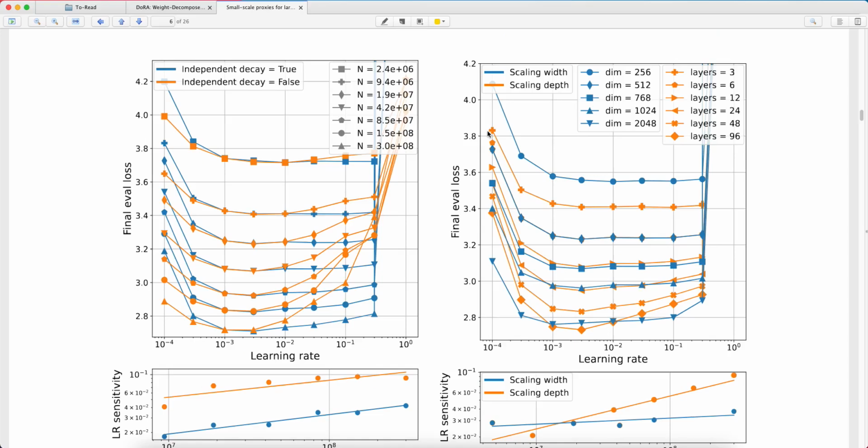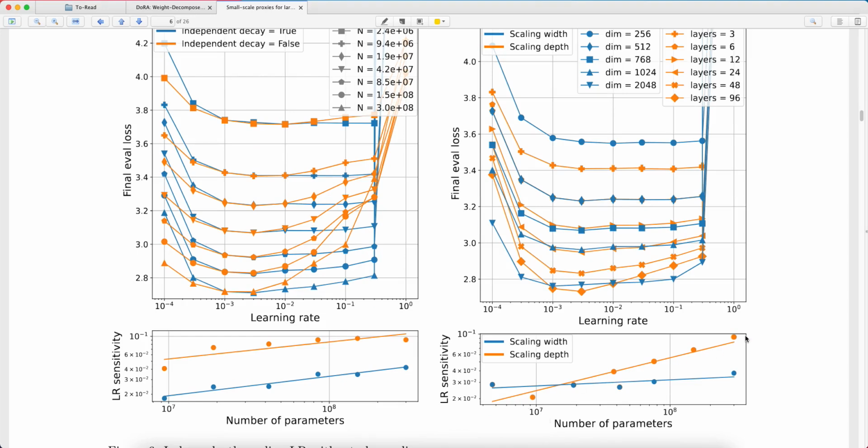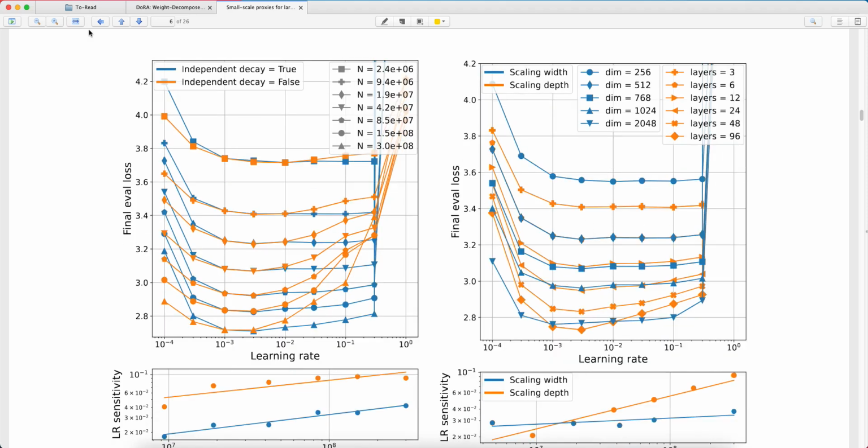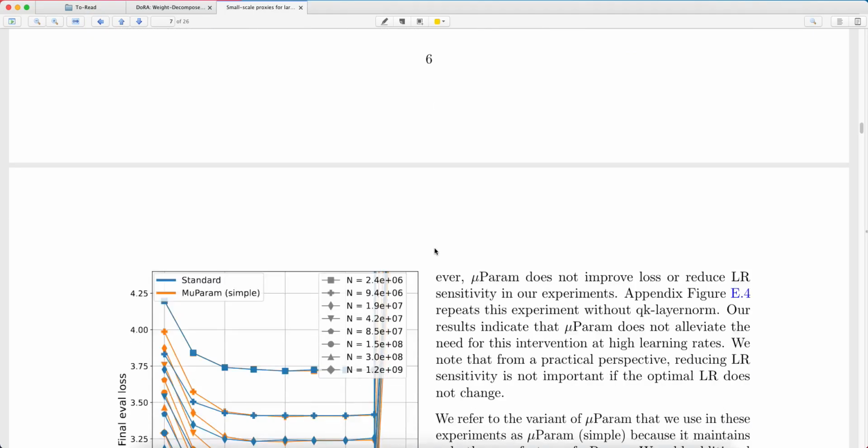So figure 7, scaling width and scaling depth. Depth is increasing layers, and that increases learning rate sensitivity more than scaling width, which is the hidden dimension, which scales it less. All right.